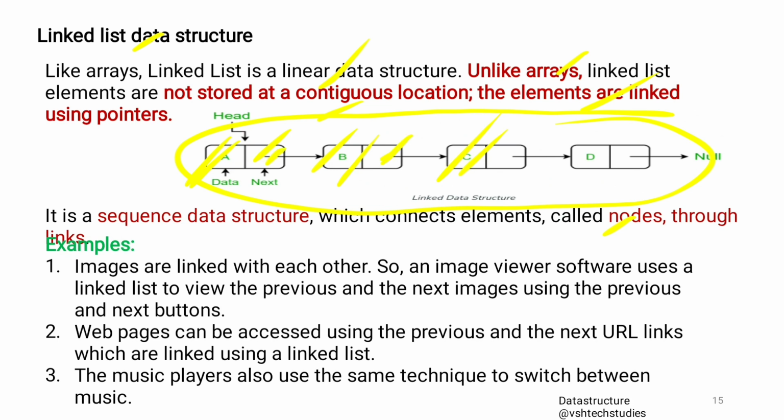So for examples of applications, images are linked with each other. That is done through a linked list. Image viewer software uses a linked list to view the previous and next images using the previous and next buttons. Means these previous and next buttons will be using the pointers associated with each data in the nodes. Web pages can be accessed using previous and next URL links, which are linked using a linked list. Music players also use the same technique to switch between music.